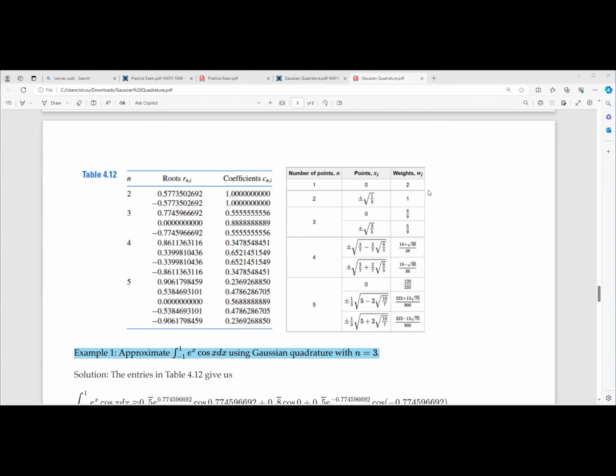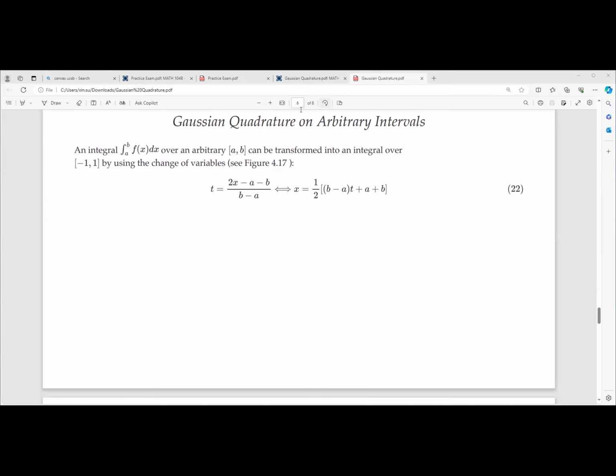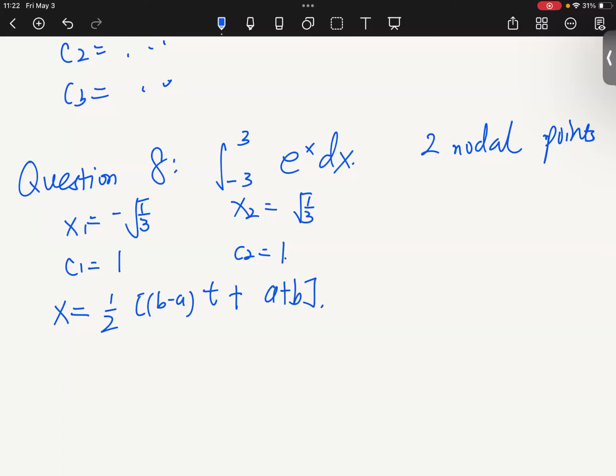Here, C1 is also equal to 1, C2 equals 1. And the thing you need to memorize is the change of variable, the formula of the change of variable. This is what you need to know for question A. I'm going to copy them here before I switch the screen back to the iPad. Okay, so I just copied that.